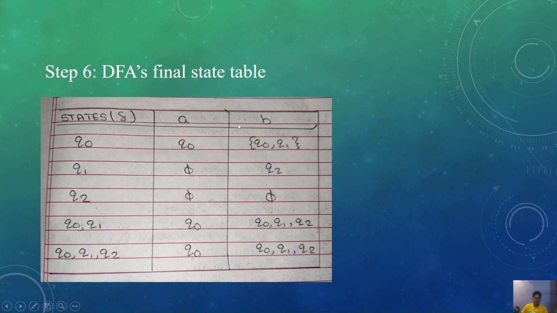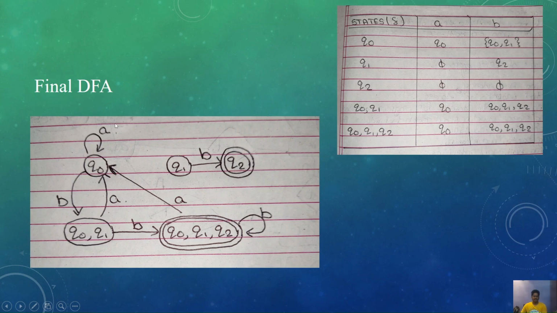So the states Q0 on A is Q0, Q0 on B is Q0 comma Q1, Q1 on A is null, Q1 on B is Q2, Q2 on A is null, and Q2 on B is null. Q0 comma Q1 on A is Q0, Q0 comma Q1 on B is Q0 comma Q1 comma Q2. Q0 comma Q1 comma Q2 on A is Q0, and then on B it is Q0 comma Q1 comma Q2. So the final DFA obtained, which is equivalent to the given NFA in the question, is as follows.